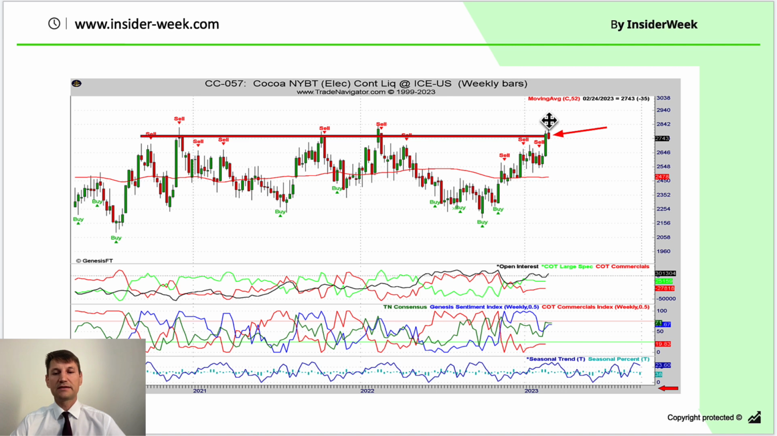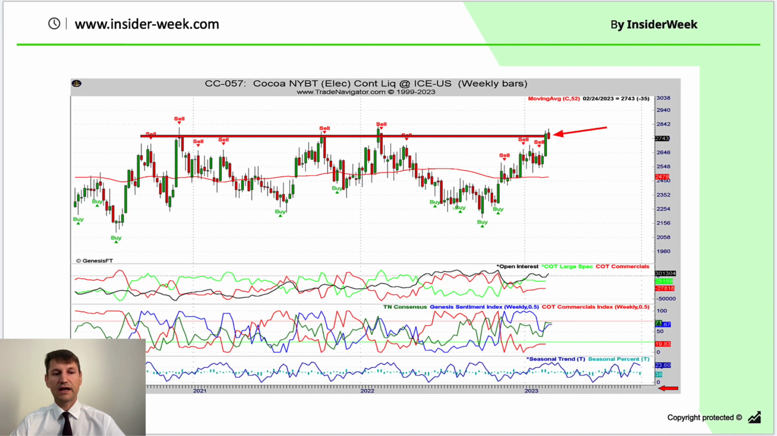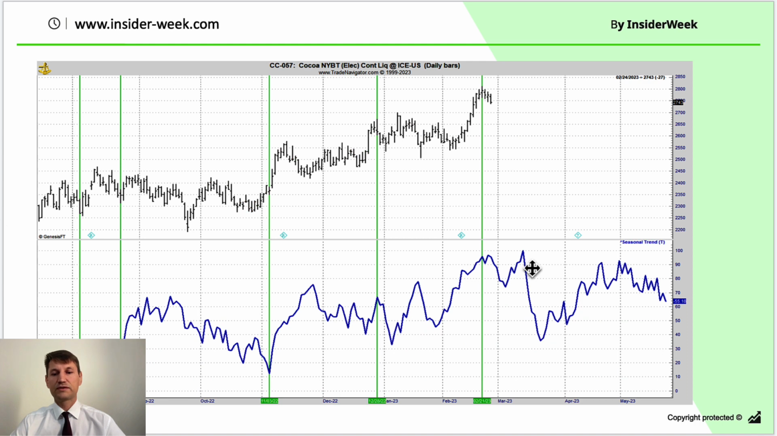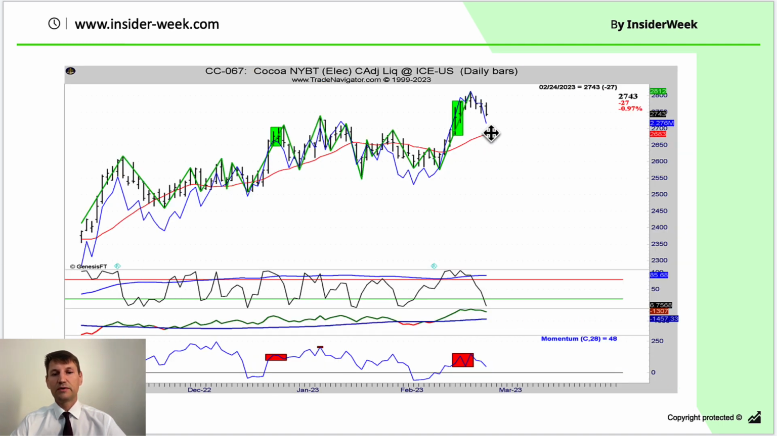But we expect that the market will go back to the range. As you can see, a very wide range here, and this range will hold. Therefore we have this market on the short side. We expect that we will see some downward trend. The seasonal trend is also to the downside. The spread is neutral. So we will focus on short trades for the next week in cocoa.